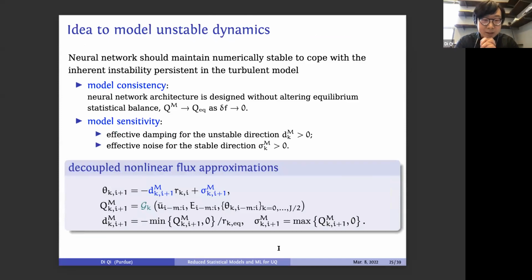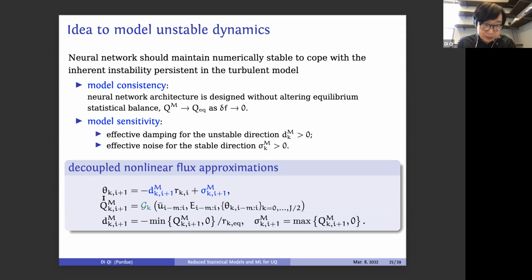And this is the part, again, to guarantee model consistency and sensitivity, especially considering the instability of the system. And for the model consistency, like before, we need to make sure the neural network will converge to the equilibrium statistics when the forcing perturbation goes to 0. So this leads to an additional penalty term in the loss function to optimize.